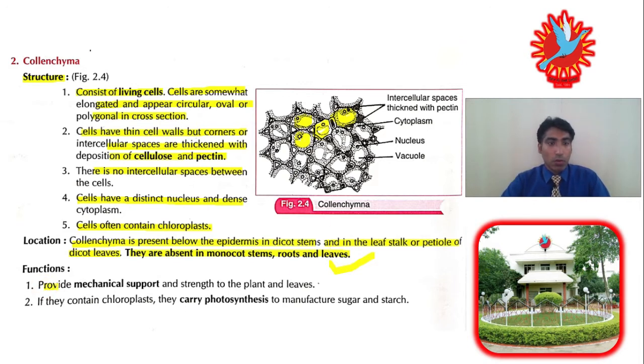Function. Collenchymatous tissue provides mechanical support and strength to the plant and leaves. They contain chloroplasts, so that is why they can carry out photosynthesis, manufacturing sugar and starch.